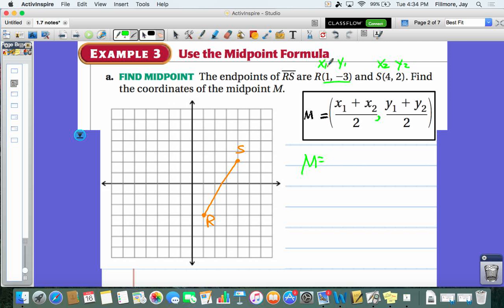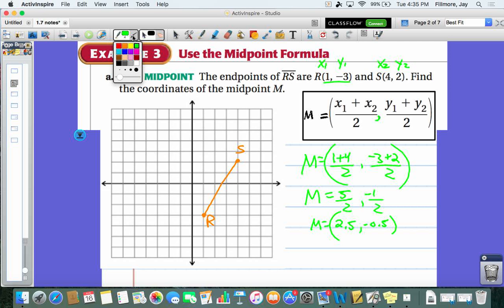My x1 and x2 are 1 and 4. My y1 and y2 are -3 and 2. Then, doing order of operations, we'll do the stuff grouped together, the numerator stuff, and then we'll end up dividing. If I add 1 and 4, I get 5. If I add -3 and 2, I end up with -1. Neither of these are going to be whole numbers, so when you're graphing, it's usually easier to write them as decimals. So this will be 2.5 and -0.5.